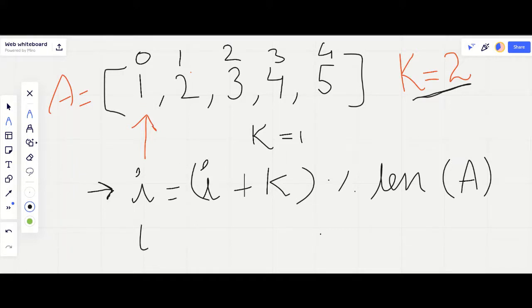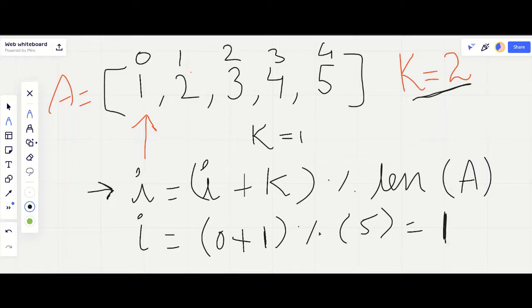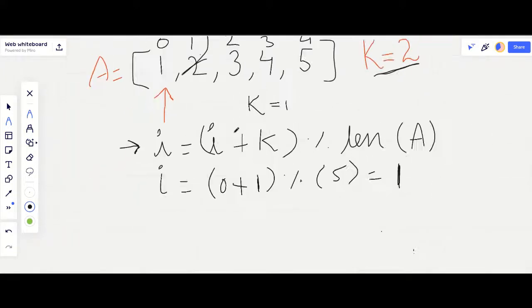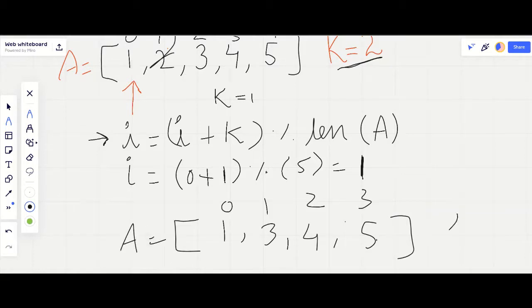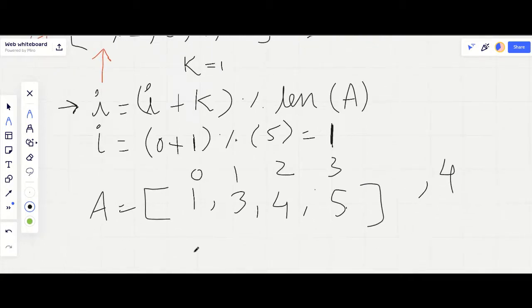So I is equal to 0 plus 1 modulo length of a. Length of a is 5 right now. So 1 modulo 5 is 1, which is why we remove this element. Now what does our list become? Our list becomes 1, 3, 4 and 5, with indexing as 0, 1, 2, 3, right? This element has been removed, so now the length of the list becomes 4. Now let's try to do it further.